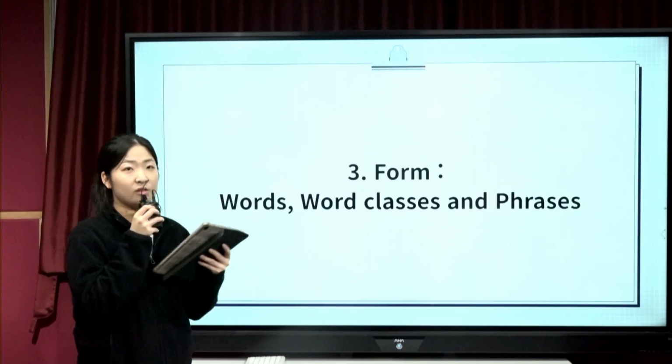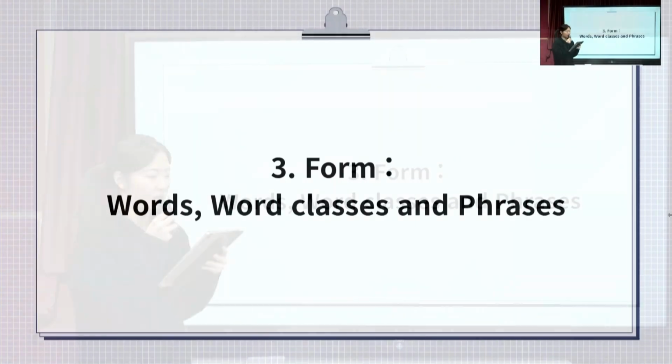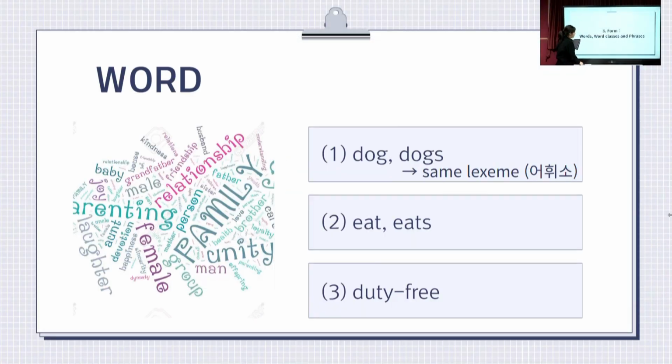Now we are moving to the next chapter. We'll talk about form, words, word classes, and phrases. Let's start by thinking about the concept of a word. A word may look simple on the surface, but it's actually difficult to define.